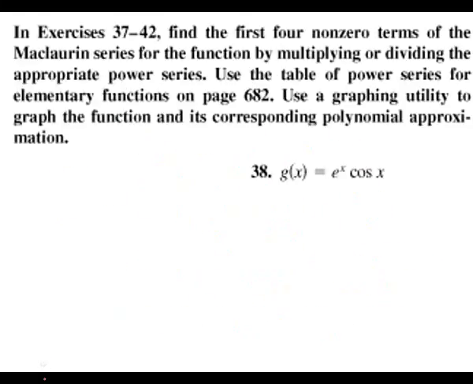All right. Let's look at 38. So 38 wants us to use the table. Remember how we did this multiplication thing? So we basically have to set up a multiplication problem with the expansion of these two. How many non-zero terms does it say to do? 4. So I've got to get 4 non-zero terms. You can pretty much ignore the rest of the instructions. It says multiply, divide. I'm not worried about the graphing utility part.